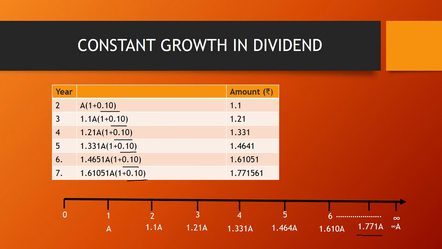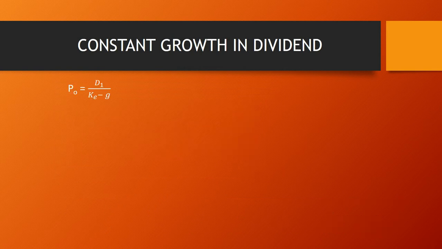And we have also learned that whenever there is constant growth in dividend, we can apply the formula. The formula is P0 equals D1 upon KE minus G, where P0 represents the current market price of the share and D1 represents the dividend paid at the end of year 1. Or we can say D1 is whatever dividend is declared in the current period, and it will be paid at the end of year 1.